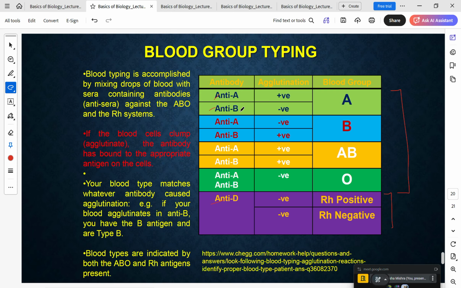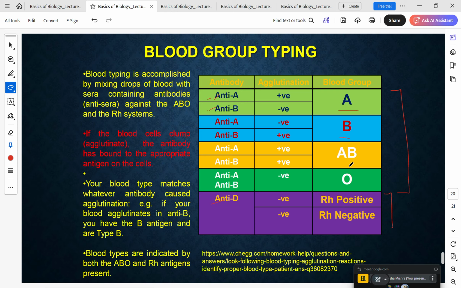If there is agglutination occurring, or clumping of blood cells happening, then that antibody signals what the blood group is going to be. For example, if the blood is incubated with anti-A and anti-B, and there is a positive reaction for anti-A and negative for anti-B, the blood group is A. If it's vice versa, negative for anti-A and positive for anti-B, then it's a B blood group.